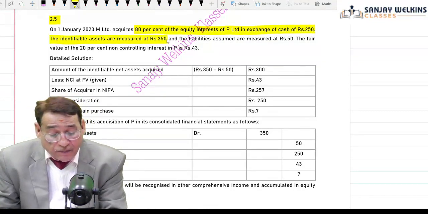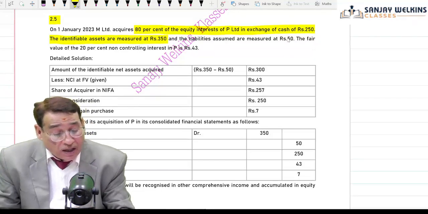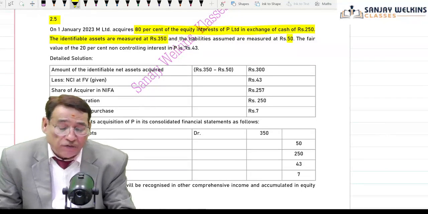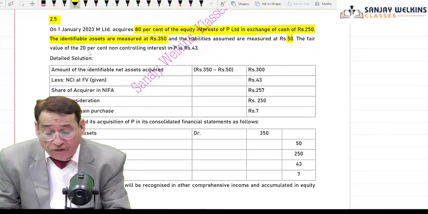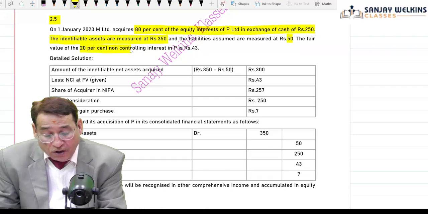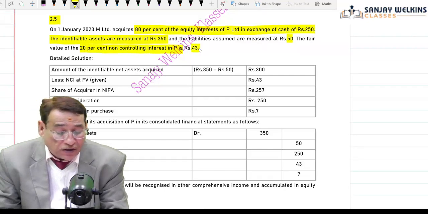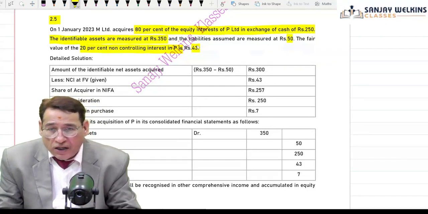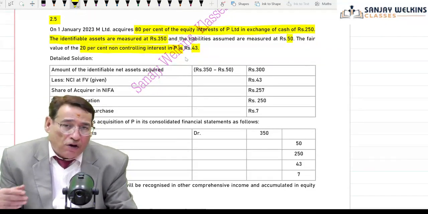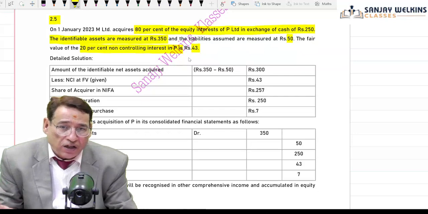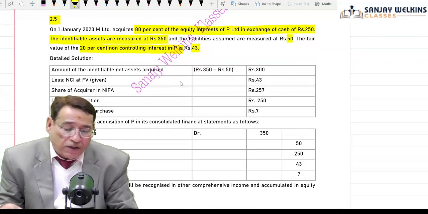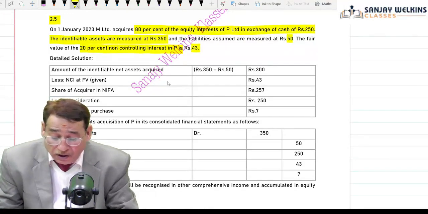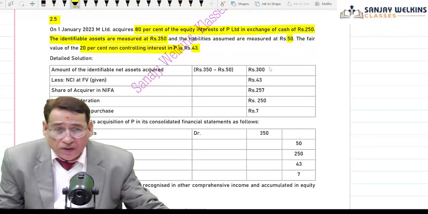Identifiable assets are measured at 350 and identifiable liabilities are 50. So 350 minus 50, 400. And the fair value of 20% non-controlling interest is 43. Everything is given in the question. You are already given that fair value of non-controlling interest is 43 because your stake is equal to 80%. So 20% will be non-controlling interest in this particular case. Isn't it? So here there is no problem.